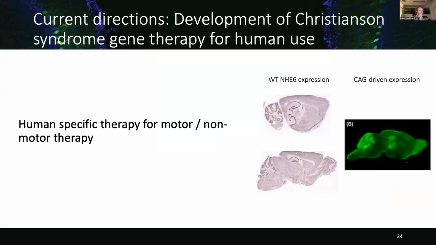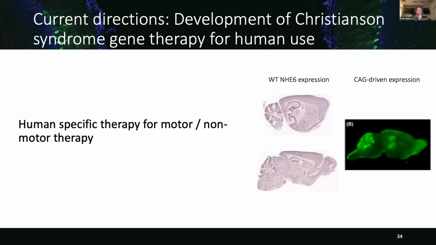So kind of the current directions that we've gone into most recently is developing a gene therapy that would be more translational. So basically what we're looking at is in terms of this Allen Brain Atlas image here, the wild-type NHE6 expression in a mouse, we were looking at patterning across different promoters and found that the CAG promoter, which is a ubiquitous promoter, had a patterning that was pretty darn close to the kind of endogenous NHE6 expression.